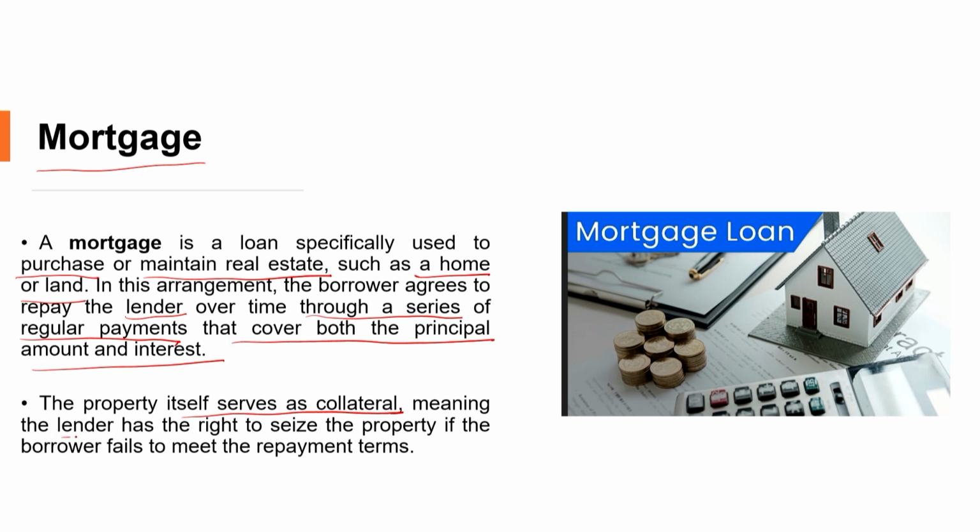That means the lender always has a right to seize the property if the borrower fails to meet the repayment terms of the banking institution. That simply means that if you want to purchase a building, a house or a piece of land and you do not have sufficient funds with you, you can take the help of a mortgage loan. You can keep the particular asset as a mortgage security, as collateral to the bank, and you can finance the purchase amount from the banking institution. This is the arrangement of a mortgage.